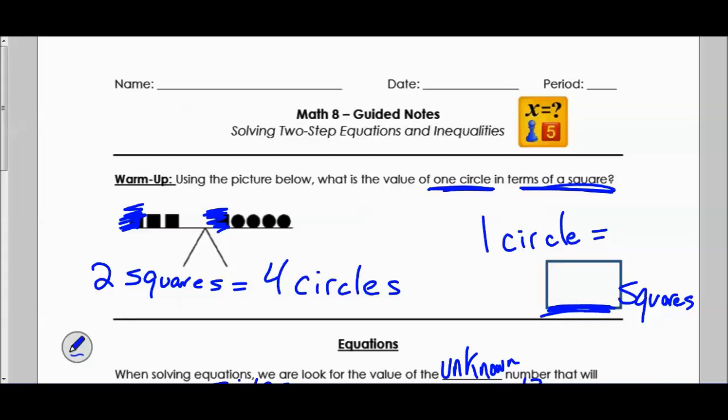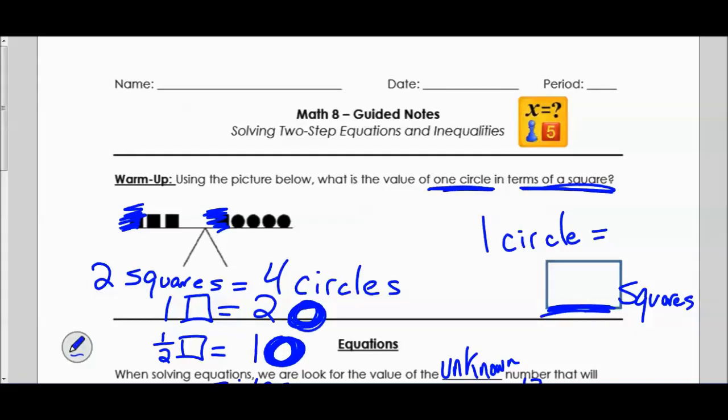Well, one circle actually doesn't equal a full square. You can squeeze 4 circles into 2 squares, so you can fit 2 circles into 1 square, or you could fit 1 circle. Those are circles, not zeros. You can fit one of these circles into half a box, or 1/2 a square. So one circle equals half a square.